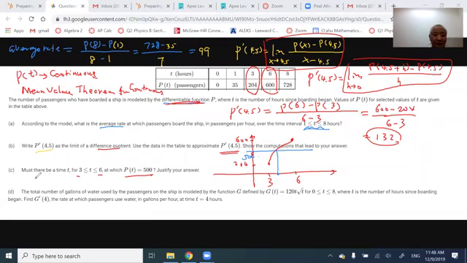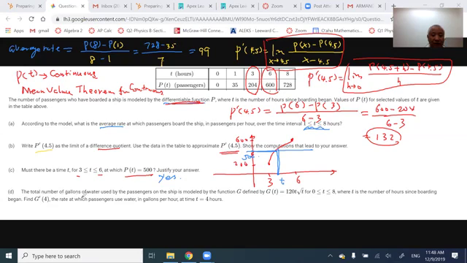So they ask you, must there be a T? This is the T at which P(T) will be 500. P(T) is 500 here. So that's the mean value theorem for continuous functions. So yes, the answer is yes, because of the mean value theorem. All right, so let's go to D now.